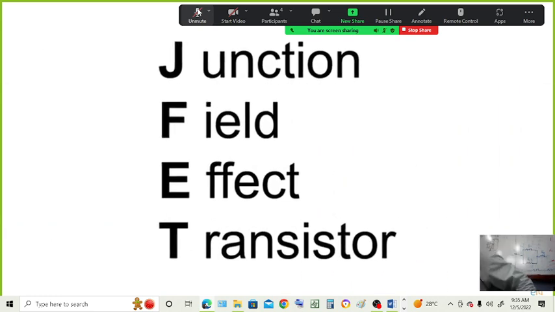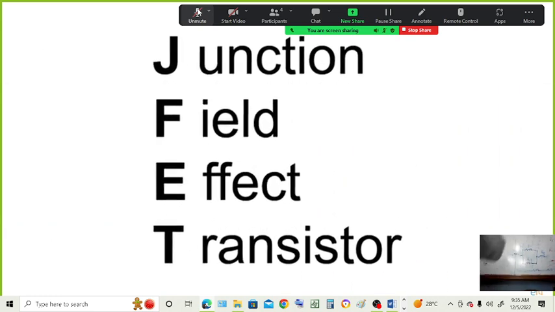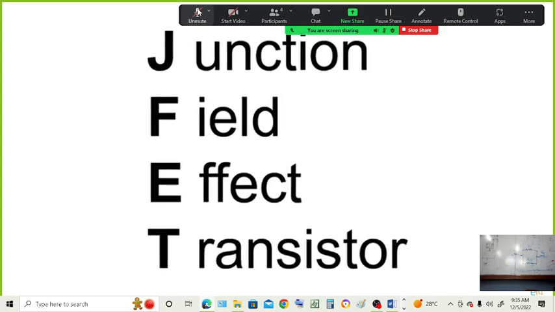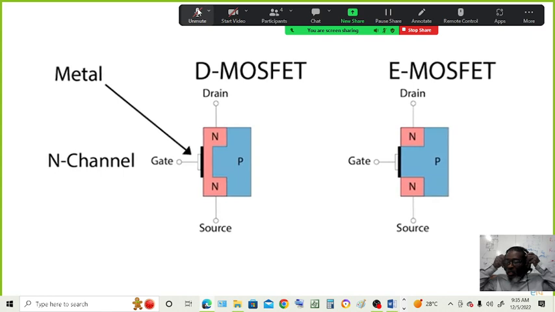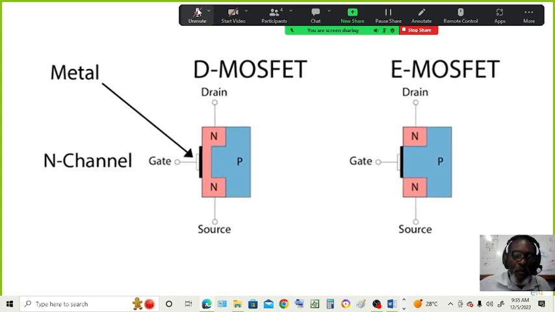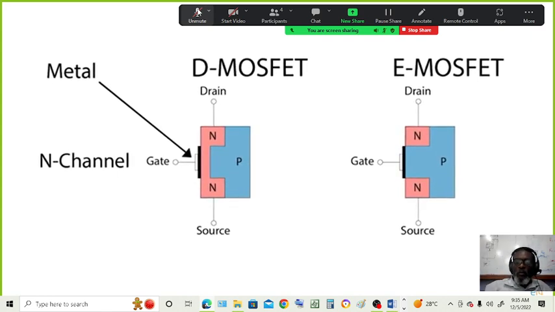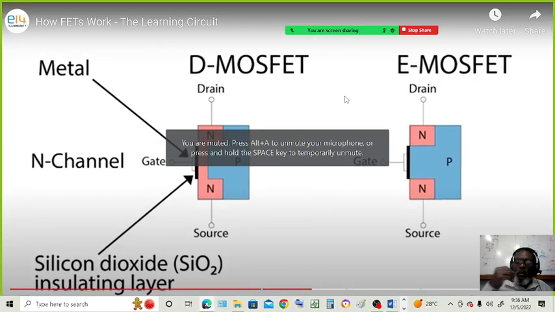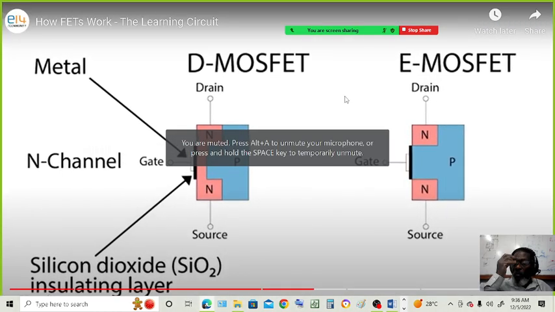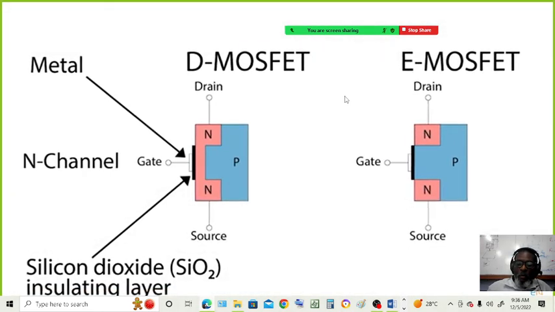JFETs are junction field effect transistors, using their PN junctions to affect the fields within the device. MOSFETs have a metal oxide semiconductor. The name comes from the metal conductor of the gate, which connects to a silicon dioxide insulating layer that is between the gate terminal and the semiconductor that makes up the substrate in the rest of the component.